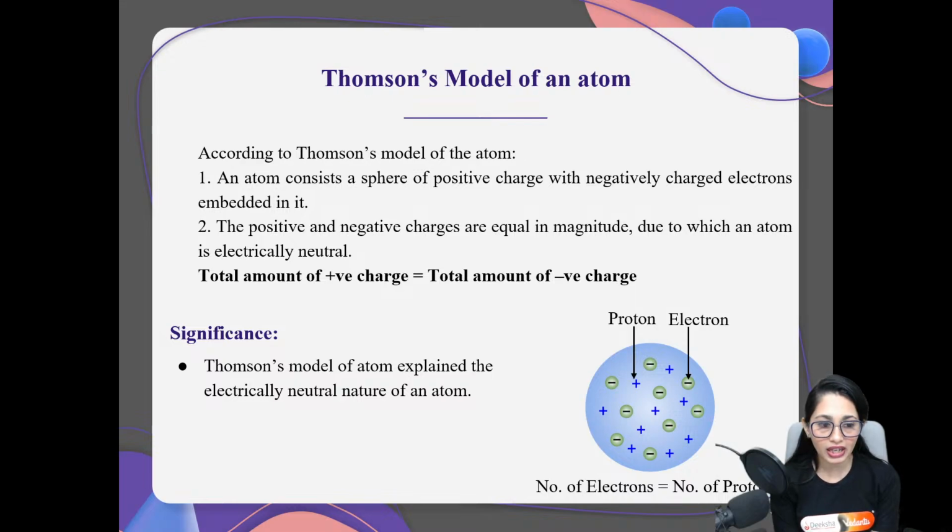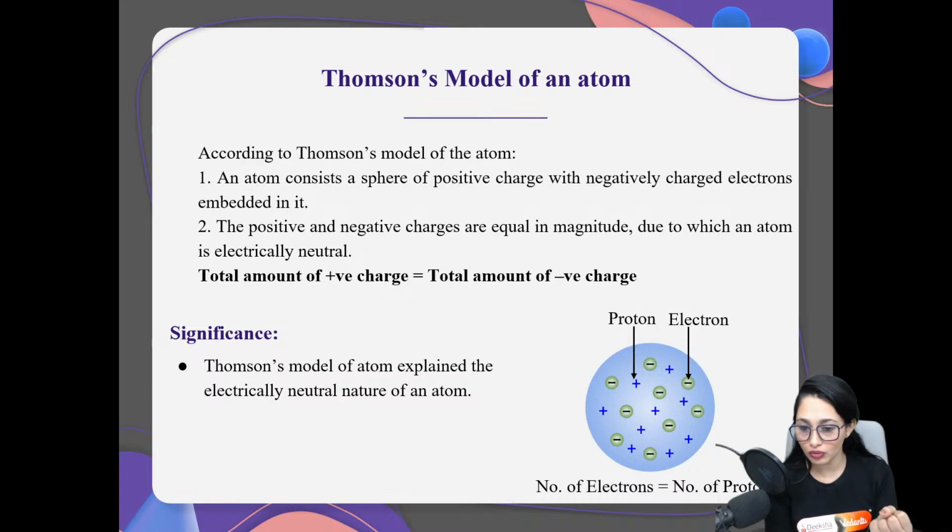Okay, the positive and negative charges are equal in magnitude, due to which an atom is electrically neutral. So the total amount of positive charge is equal to the total amount of negative charge. Okay, so this is Thomson's model of an atom. What is the significance then? Thomson's model of atom explained the electrical neutrality nature of the atom.